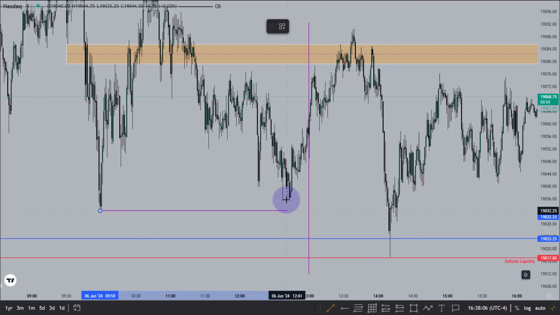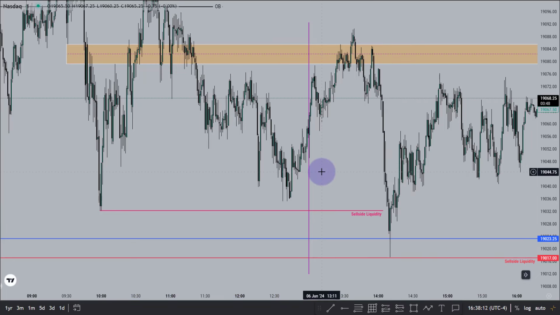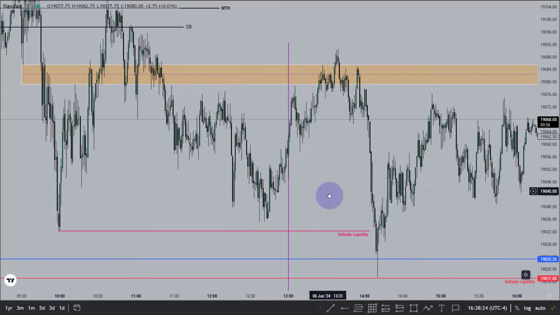Can you see it as sell side liquidity? Mark that as your sell side liquidity. So I'm going to mark it as my sell side liquidity. Okay. So this was my sell side liquidity. If you go to the 15-minute chart, you will see the same thing. A very nice sell side liquidity from the 15-minute chart as well. From the 1-minute chart also, this is the sell side liquidity.